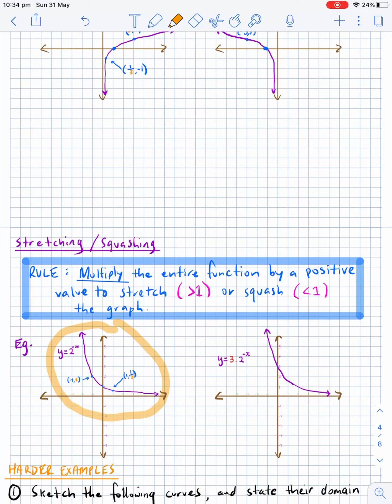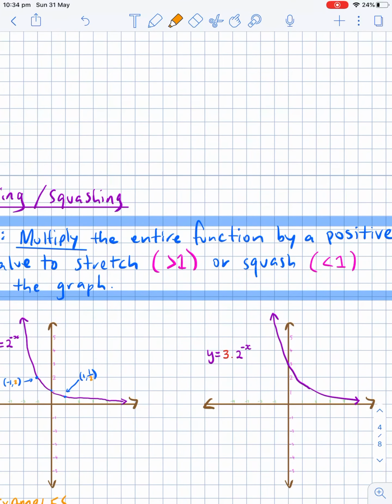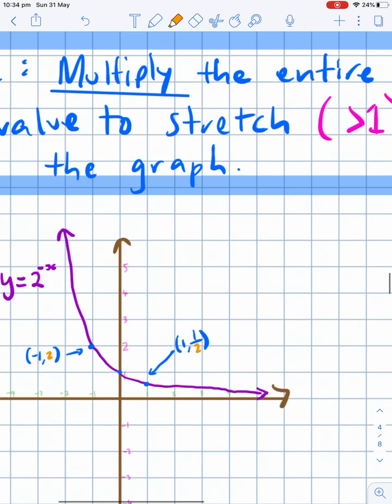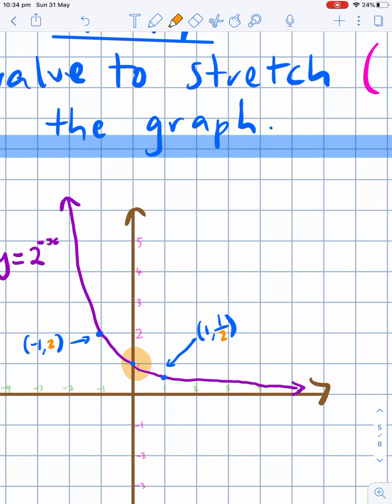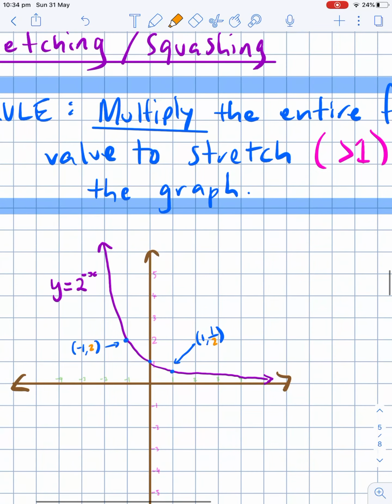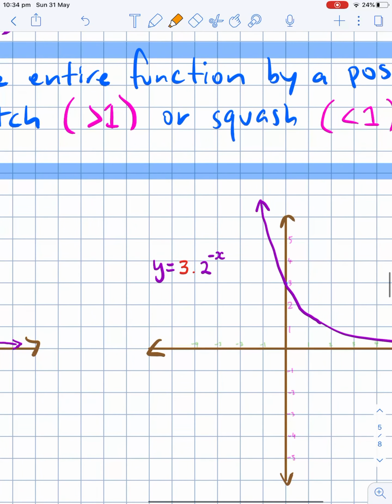So for example, this equation right here, y equals 2 to the power of negative x, I've decided to stretch it. I've decided to multiply it by 3. This 3 with a dot, that dot is a symbol for multiplication, so it's multiplying this function by 3. So the idea is that this y-intercept of 1, instead of being at 1, is going to be multiplied by 3. It's going to go all the way up to a y-intercept of 3.